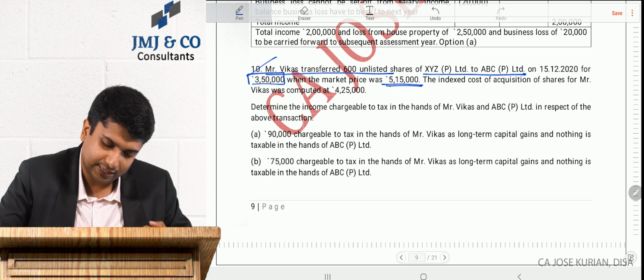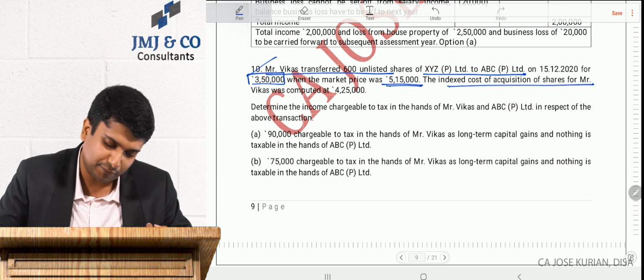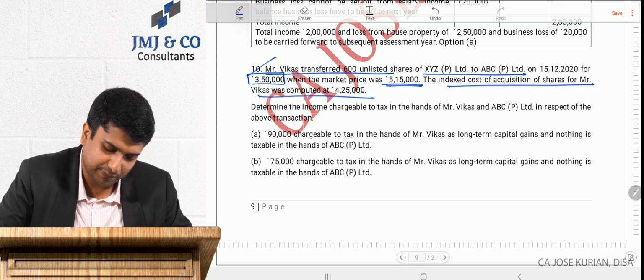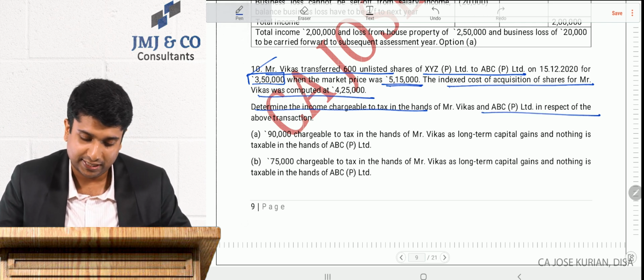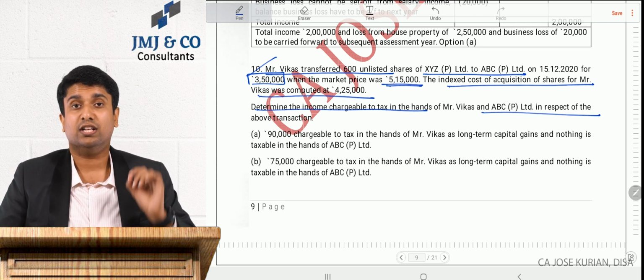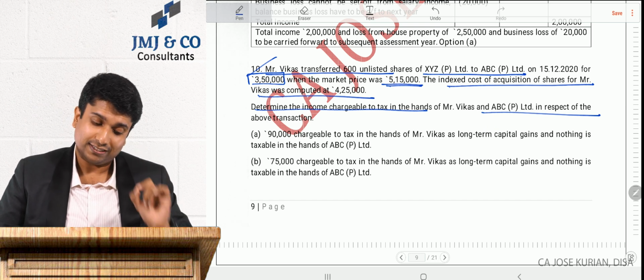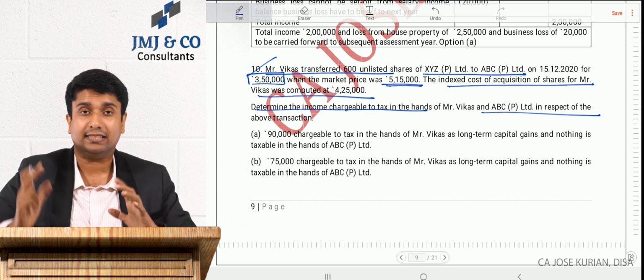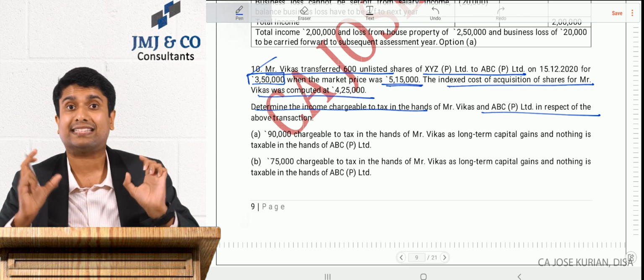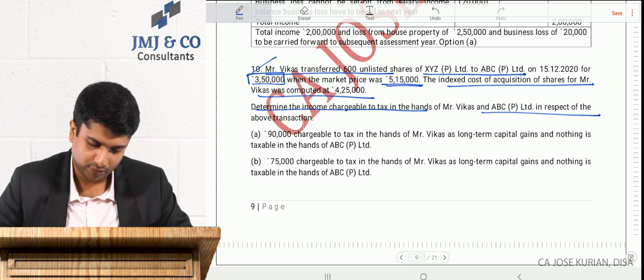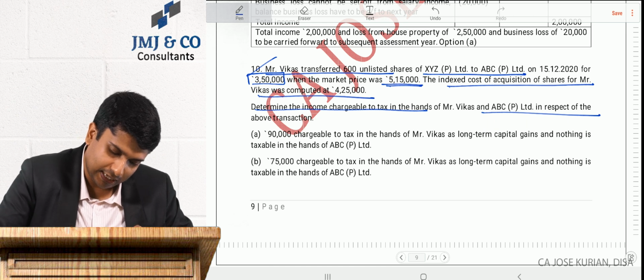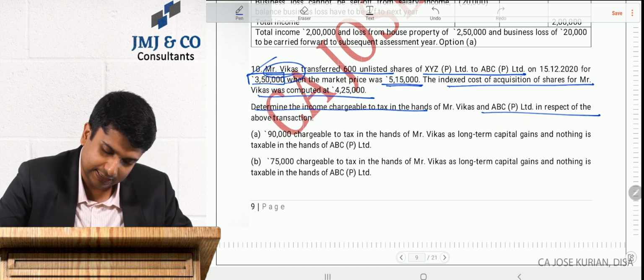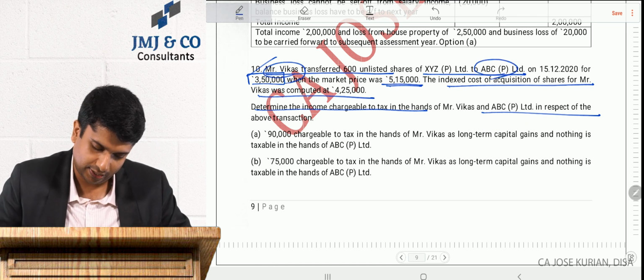That is the first thing. The indexed cost of acquisition of shares of Mr. Vikas is already given. Determine the income chargeable to tax in the hands of Mr. Vikas and ABC Private Limited in respect of the above transaction. So you need to compute the income tax impact of these transactions, of both Mr. Vikas and ABC Limited.